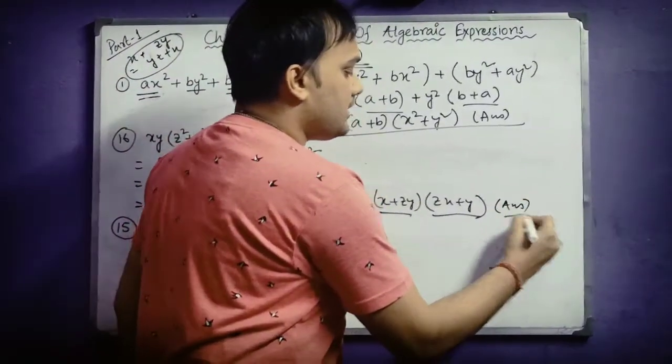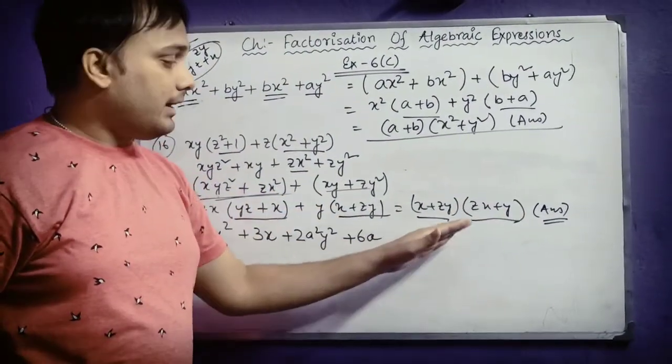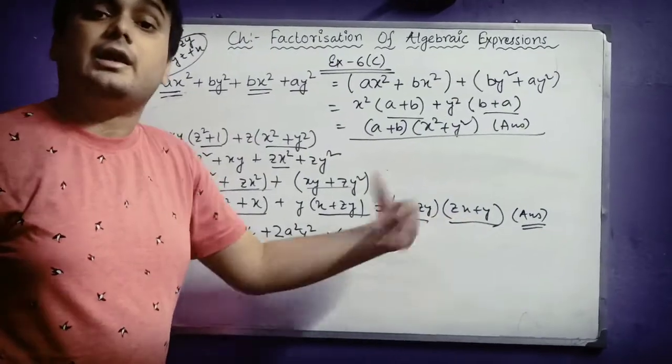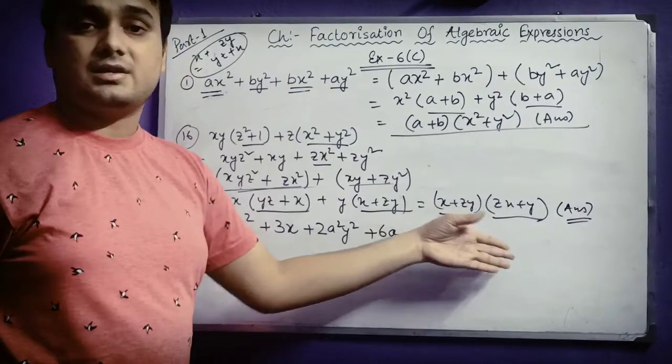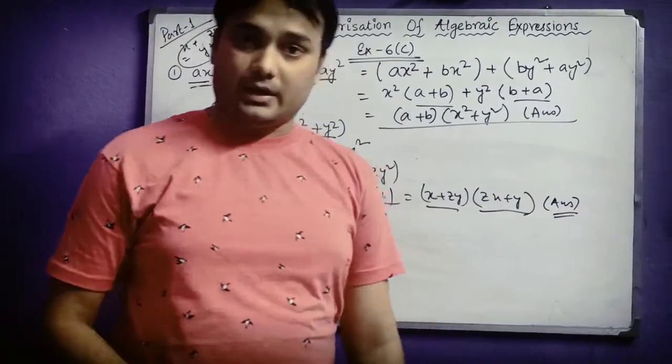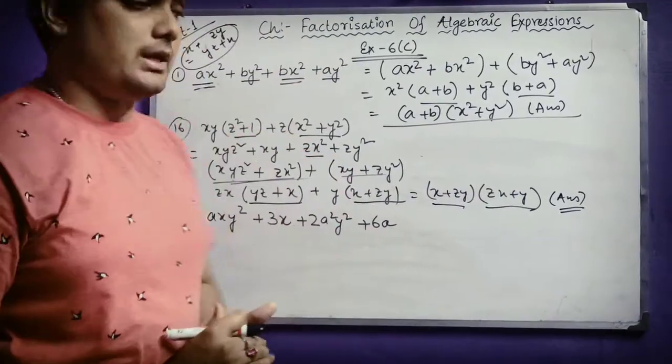Because many times students make mistakes here also. Finally they don't check, and something is there inside the bracket again to be taken as common. If that is the situation, your final answer cannot be this one. Then you have to take the common again. But here you can see both brackets are completely irreducible. So you cannot take anything common.